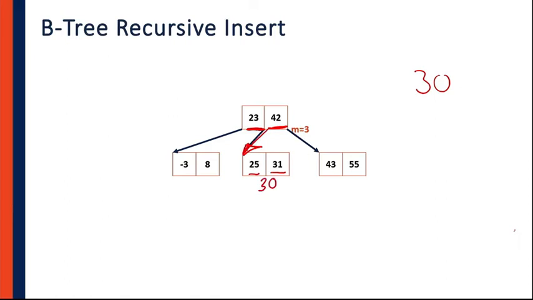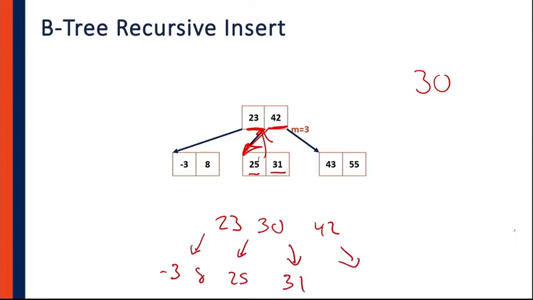But since the node has too many keys, we need to go ahead and throw up the middle value. Here we see the middle value 30 is going to be brought up to the parent node. The parent node is now going to have the values 23, 30, and 42, with pointers that point down to the children. 3 and 8 is the left node. Here just 25 is to the left of 30. To the right of 30 is 31. Then 42 has the same right child of 43 and 55.